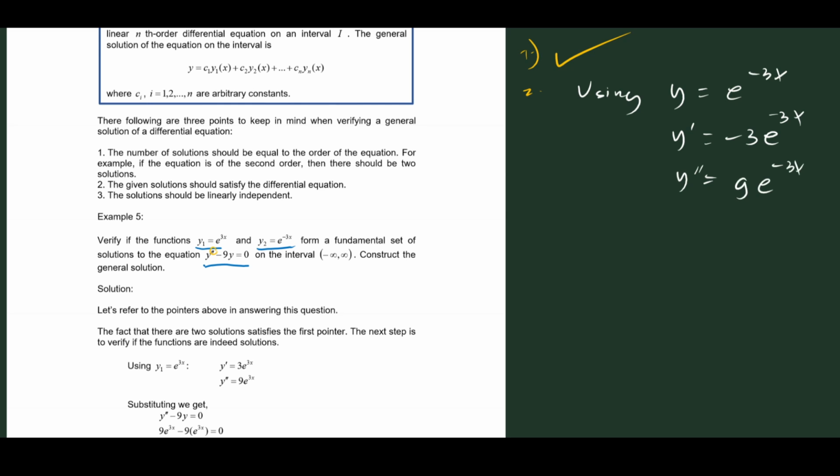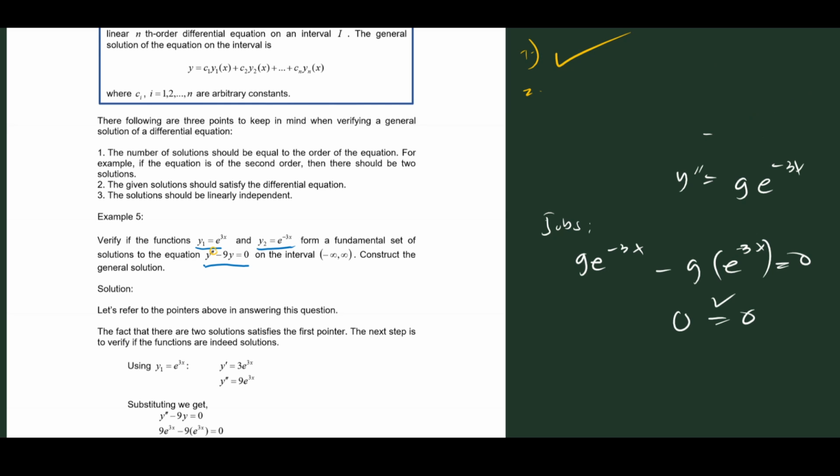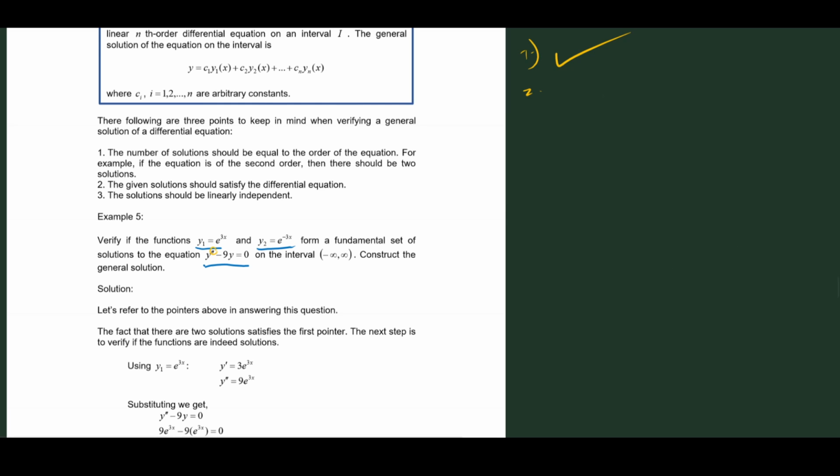Substituting, y double prime is 9 e raised to negative 3x, then minus 9 times y, which is e raised to negative 3x. So this indeed again is 0. Okay, so we can say that the second solution is indeed a solution. So it satisfies the differential equation. Now that we verified that, we can say that the second key point is satisfied.